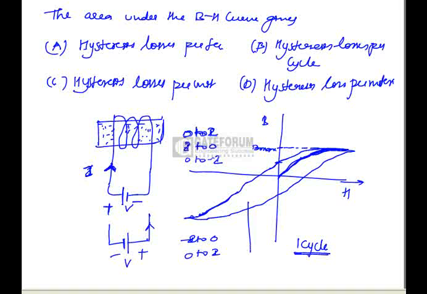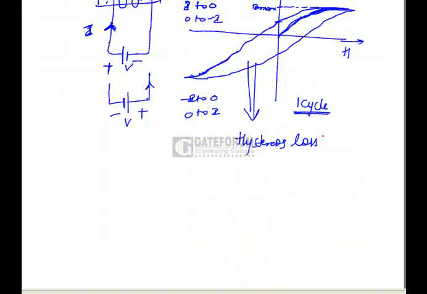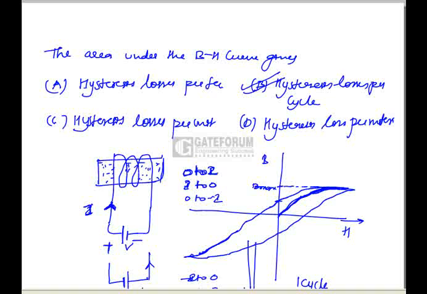That means the area under the BH curve gives hysteresis losses per cycle, option B.